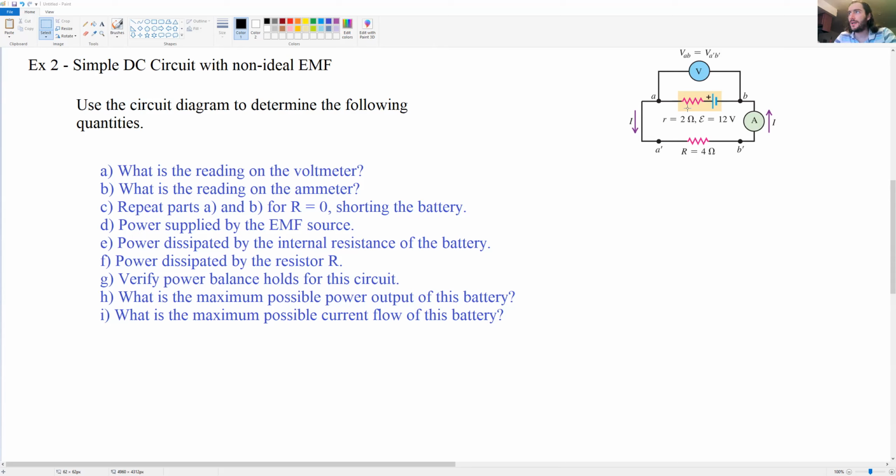So Sean put it in the chat that the voltage that's going to be measured by the voltmeter is going to be the EMF minus the drop due to the fact that there's an internal resistance there. Okay.